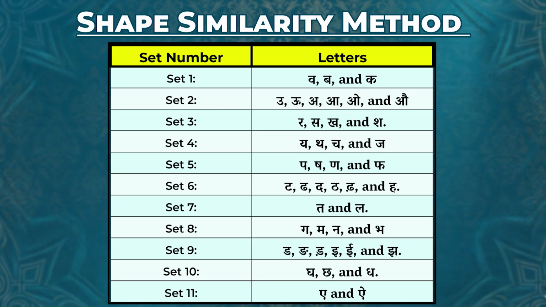In this method, as you can see, we divide all the base letters or characters of Devanagari into 11 groups. These groups or sets are as shown on your screen. As you can see, the letters of each group are very similar and the differences seem to be very minimal, but they are so important that the letter changes. So, let's practice set 1 here.